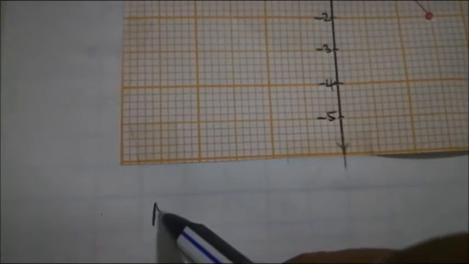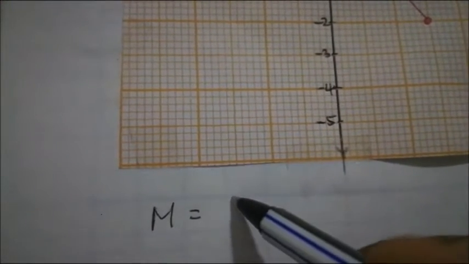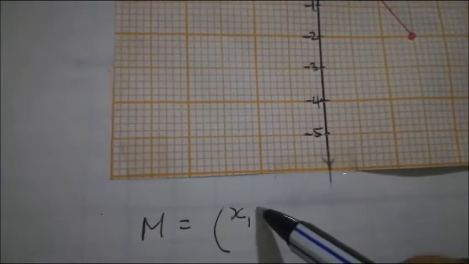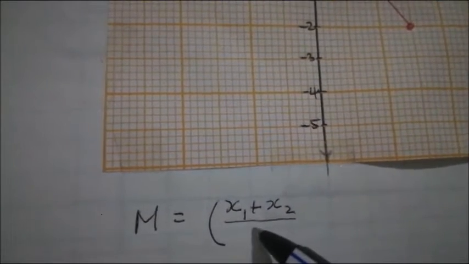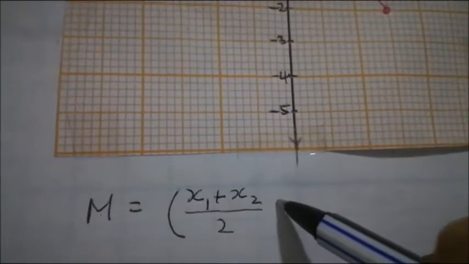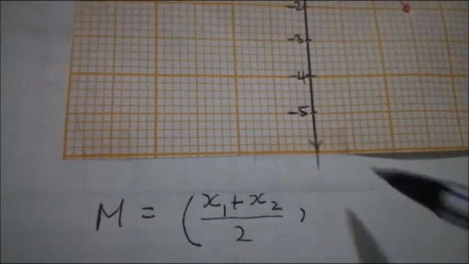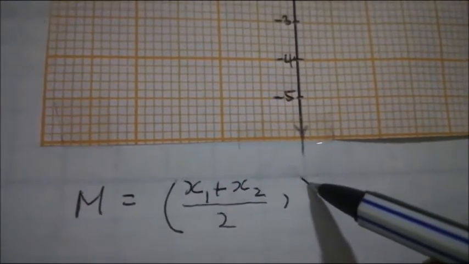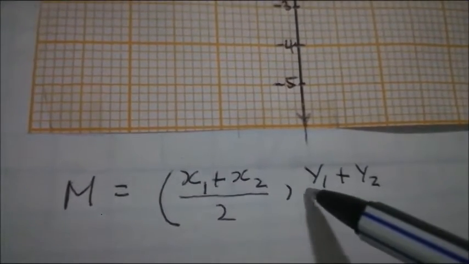So the midpoint formula goes like this. M is for midpoint, and that is going to be equal to x1 plus x2 over 2, comma. You notice this comma here suggests that when you finally get your answer, it's going to be a coordinate, right? So y1 plus y2 over 2.